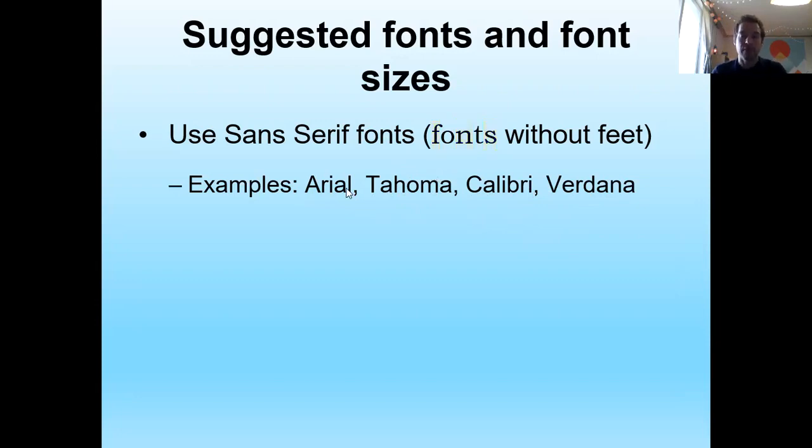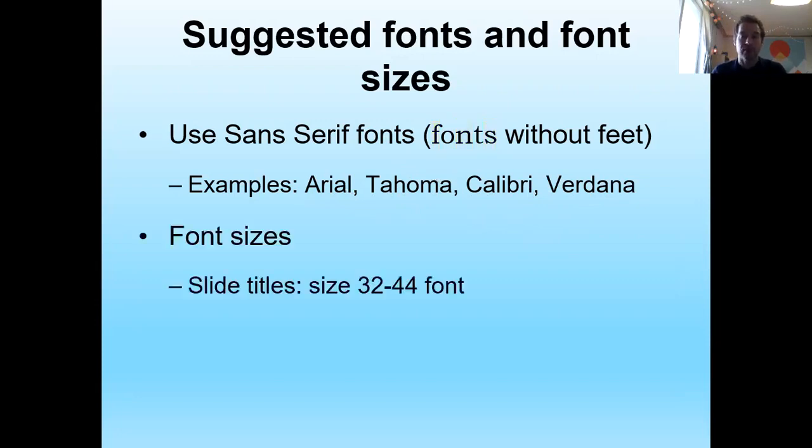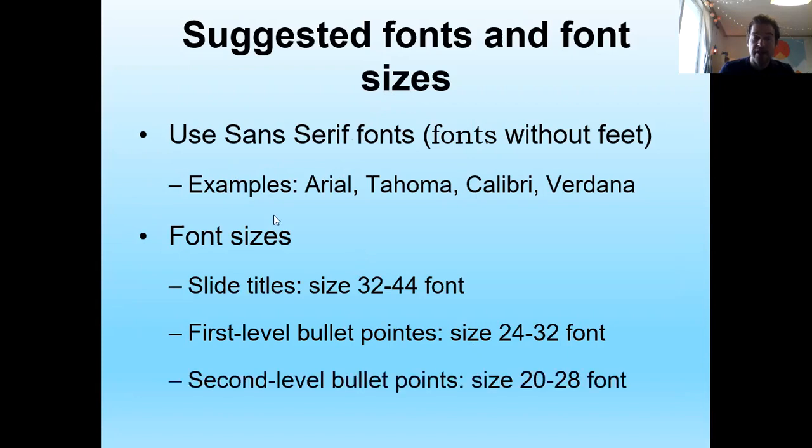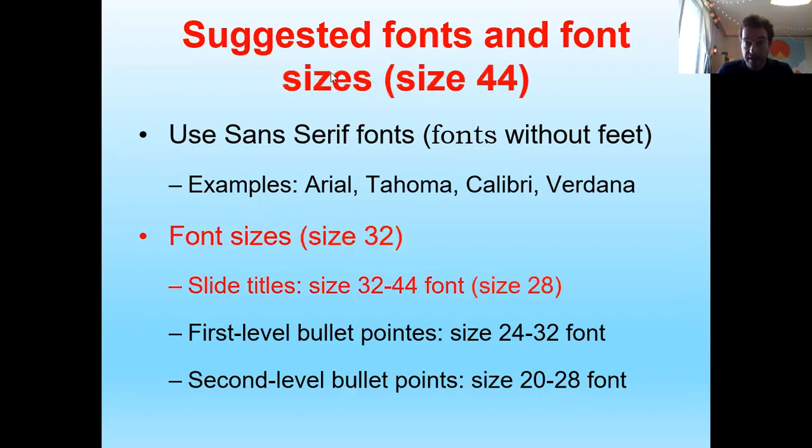Okay, how about font sizes? Well, slide titles up at the top here, 32 to 44. Good guideline to follow. First level bullet points, these dots, are the first level bullet points. 24 to 32. And second level, 20 to 28. So to give you an example, this is 44.